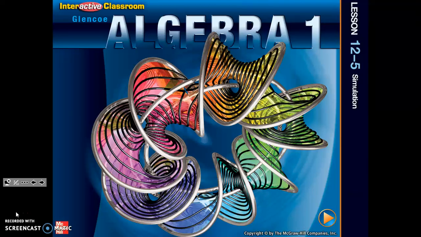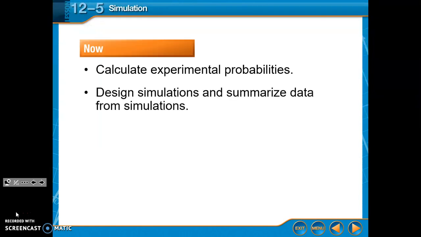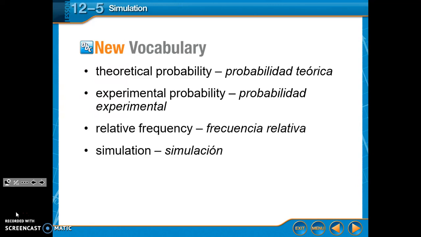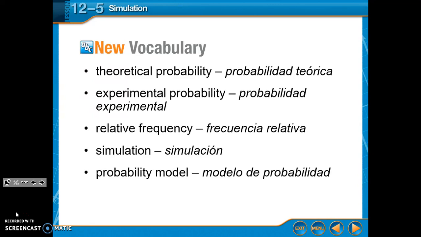Lesson 12.5 is on simulation. In this lesson, you will learn to calculate experimental probabilities and design simulations and summarize data from simulations. So your vocabulary for this section includes theoretical probability, experimental probability, relative frequency, and simulation and probability model.